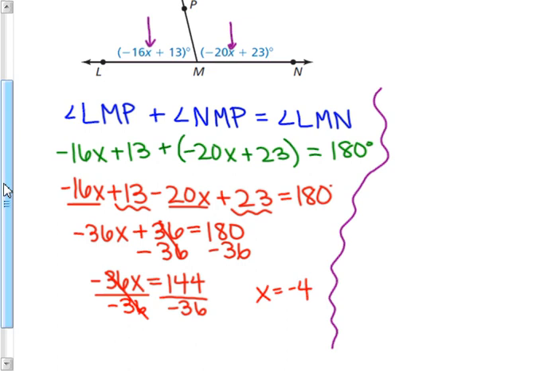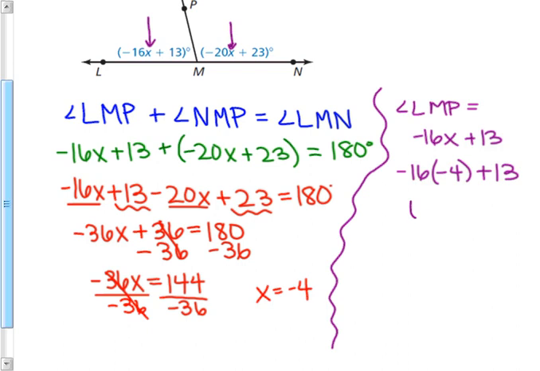I didn't give myself much room. Angle LMP says negative 16x plus 13. Well, I'm plugging in x equals negative 4 for my x. So I'm going to say that negative 16 times negative 4 plus 13 is actually LMP. Negative 16 times negative 4 gives me 64 plus 13. That gives me 77. Okay, so I have a measure for angle LMP.